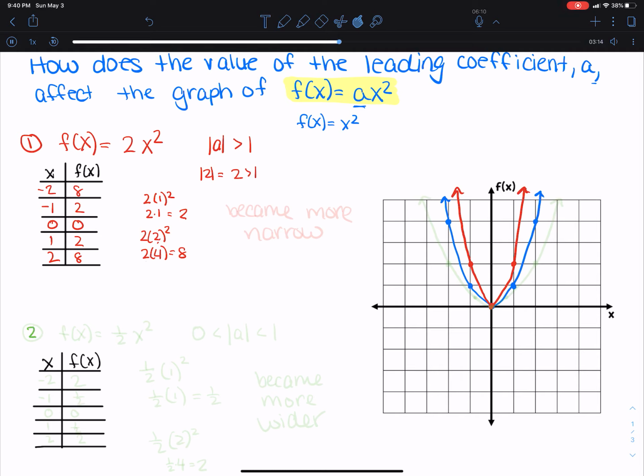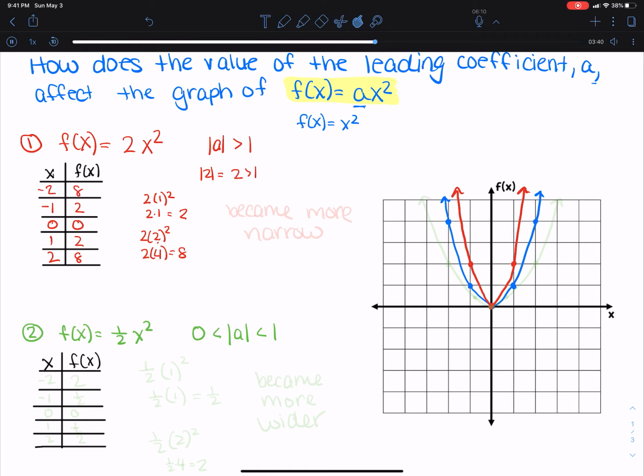Well, now we're going to look at an example. f of x equals 1/2 x squared. So let's look at what happens when the absolute value of a is in between 0 and 1. So pretty much when our a value is a fraction. When it's any type of fraction, this is going to happen.